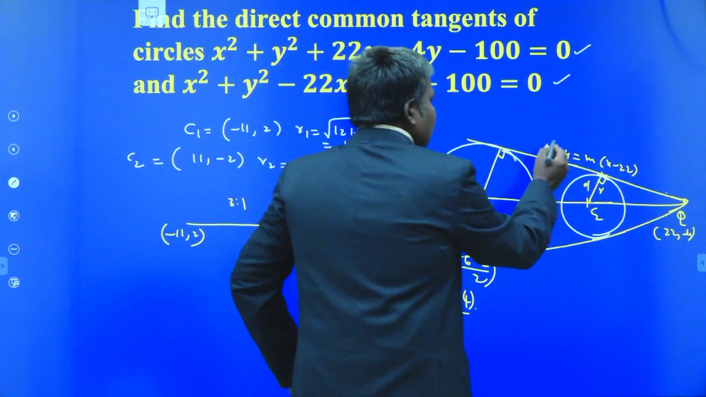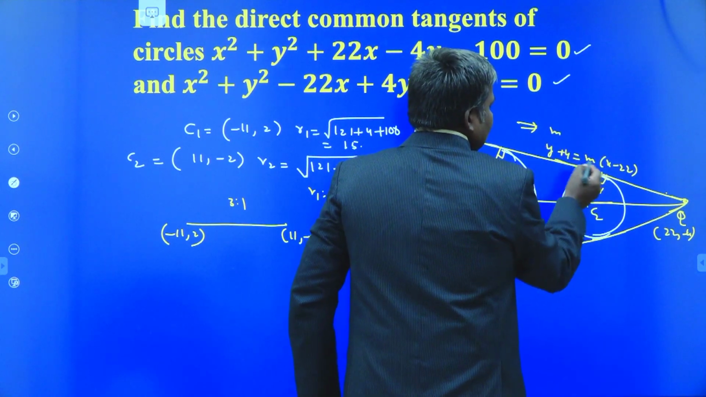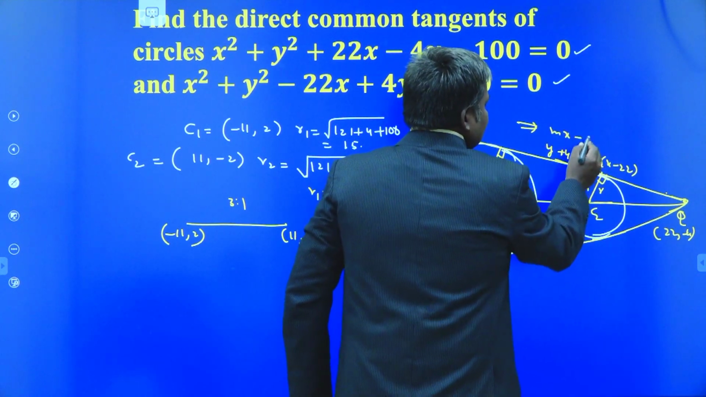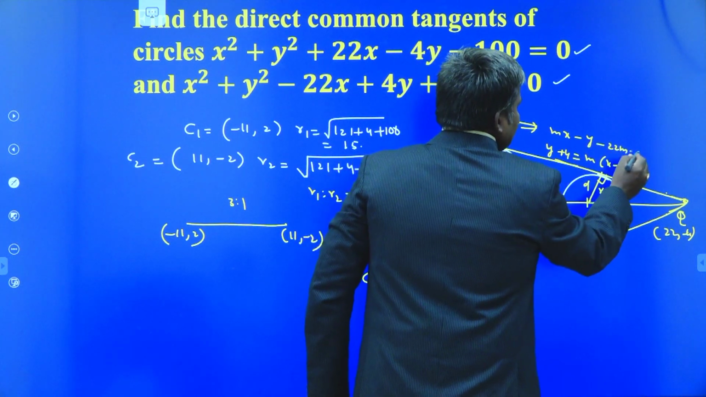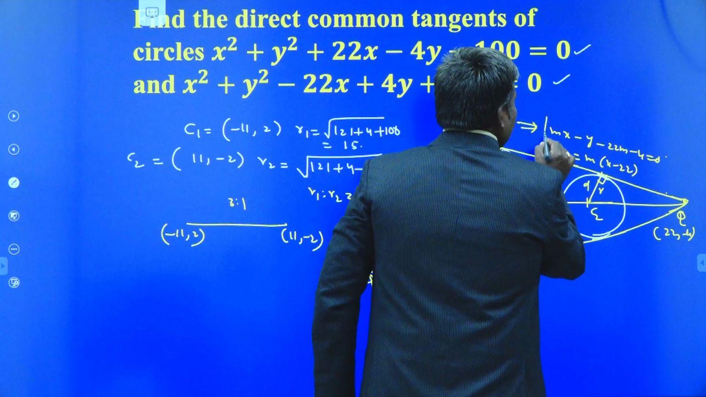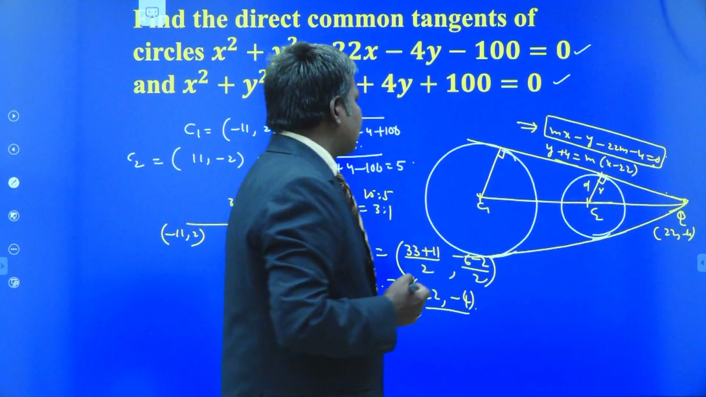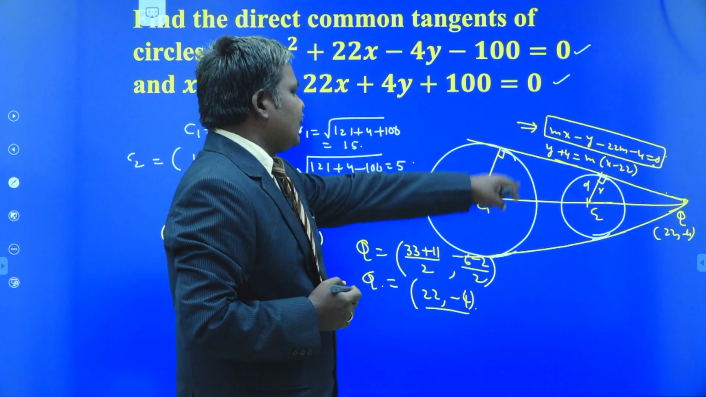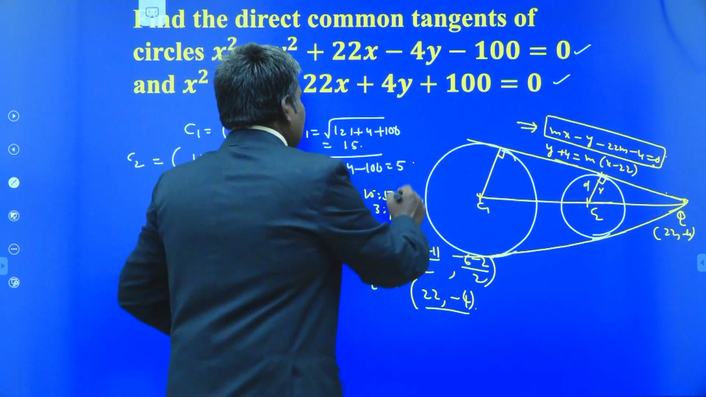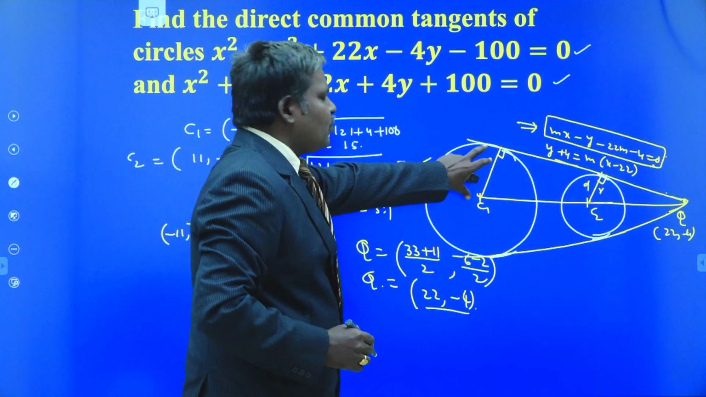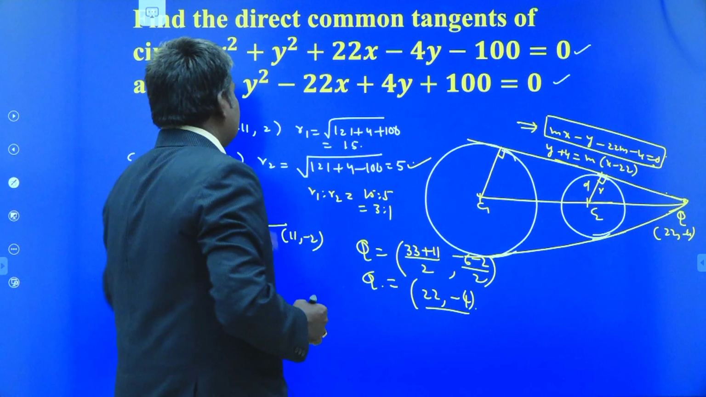So what is the line equation here? The equation of any line passing through this point is of the form mx minus y minus 22m minus 4 equals 0. So we are applying R equal to D for the small circle that has radius 5 units. You may apply R equal to D for the other circle also. For the sake of my calculation, I am choosing the second circle.